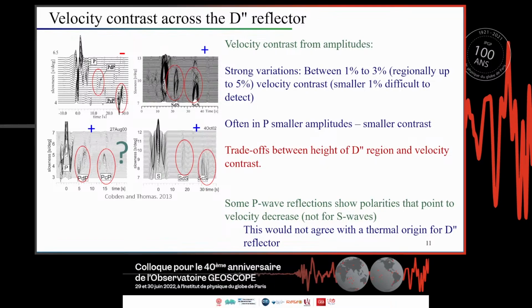Interestingly, the S wave doesn't seem to show that. This seems to be only for P waves. And the question is, why would this be? It's very likely not a thermal cause, so maybe not a cold slab or so, because then we would expect this for both waves to be exactly the same.